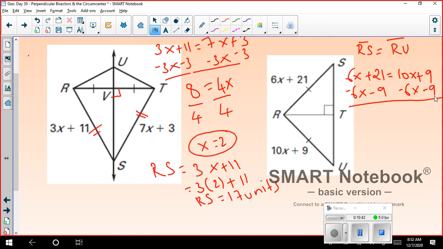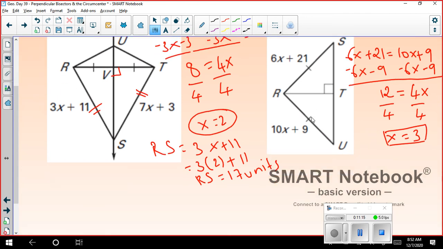9 and 9 will get crossed out. 10x minus 6x equals 4x, and 21 minus 9 is 12. Then further divide by 4 on both sides to get x equals 3. We got x, but we are interested in finding the value of RS, which is 6x plus 21.